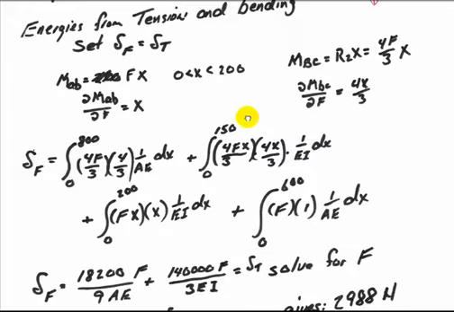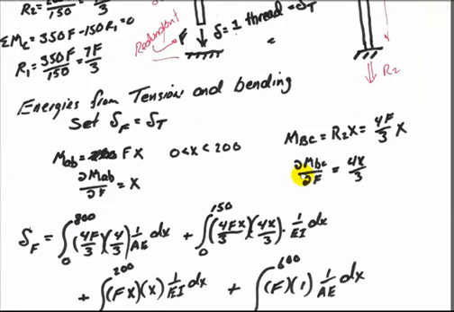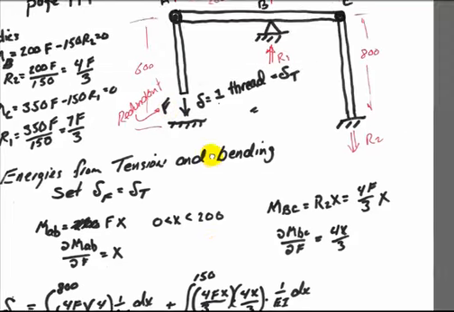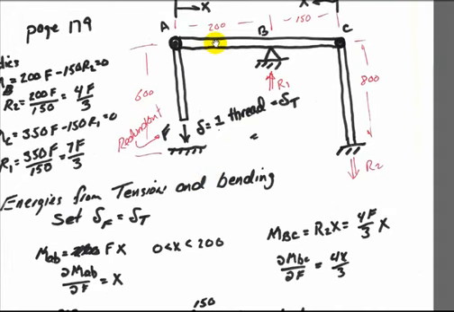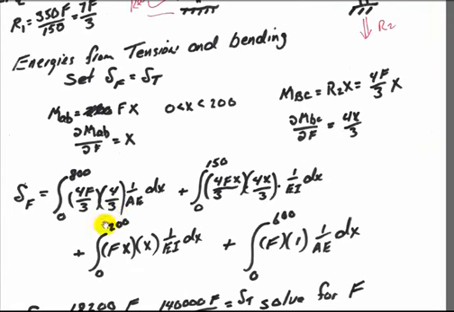Then my next term, we've got to look at the picture again, is the 150 region. It's the region here, which involves MBC and the partial MBC. 4/3 Fx over 3 is the moment. 4x over 3 is the partial, 1 over EI dx, integrating over the entire length. That gives me my deflection at F due to that term. Coming on the 200 side, it'll be moment times the partial. The moment on the 200 side was F times x, and the partial was just x. So an integral 0 to 200, Fx times x, 1 over EI dx.